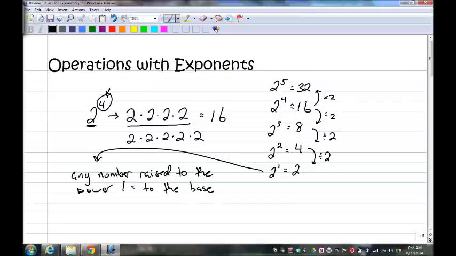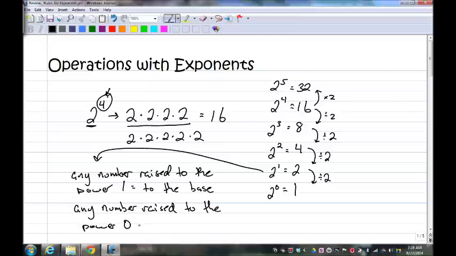Okay? Next, if I kept going with this, 2 to the 0 then is going to be equal to what? And this is going to be our next rule. Divide by 2 and you get 1. What? That's my second rule. Any number raised to the power 0 is equal to 1.